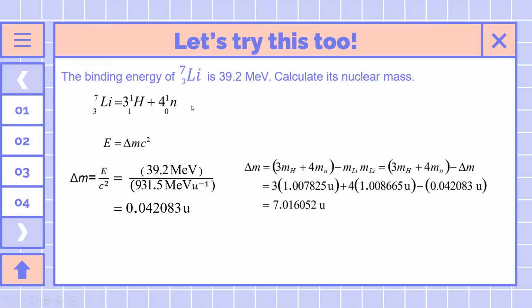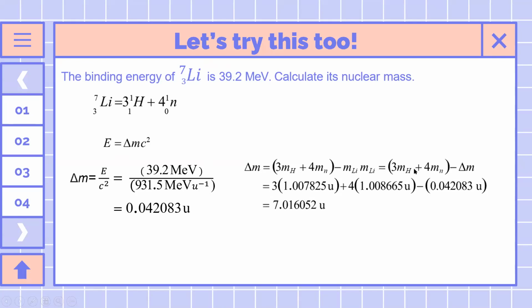Next, this example, the last one, you also need to write the equation, balance the equation at both sides, and use the equation delta mc power of 2. But they wanted to calculate the nuclear mass. It's the same like example 1 and 2, but terbalik sikit, cuma kita kena guna binding energy formula dulu. So after that, kita dah dapat defect mass. Dah dapat defect mass, so kita kena cari yang nuclear mass. Faham tak? Okay. Saya faham.